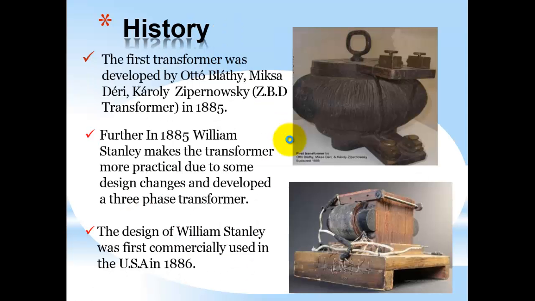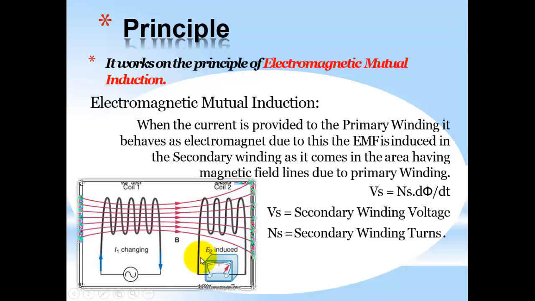So here we discuss the brief history of the transformer. The first transformer was developed in 1885 but was commercially used in the USA in 1886, and the design was invented by William Stanley. So let us discuss the basic principle of the transformer.